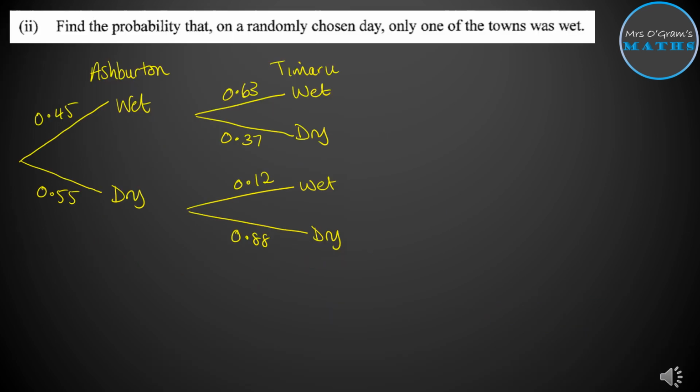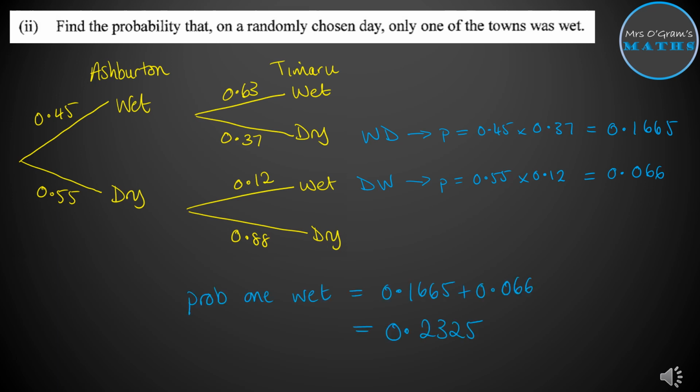Now we want the probability that only one of the towns is wet, so that could be that we have Ashburton wet and Timaru dry, or Ashburton dry and Timaru wet. So we're going to work out the probability of each of those. And then we can satisfy that condition of only one town being wet either one of those two ways, so we add them together.